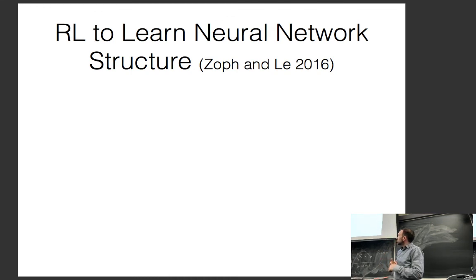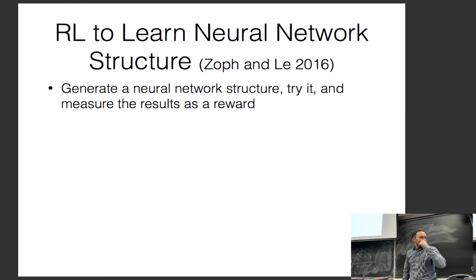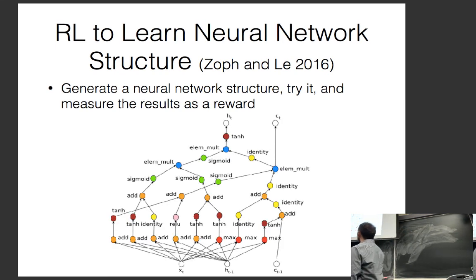Okay, so there's also work on using reinforcement learning to learn network structures, for example. Basically the idea is you generate a neural network structure, try it, and measure how well it does as the reward. This is not necessarily limited to NLP, but we all know LSTMs now, and LSTMs have this crazy network structure. And this can learn an even more crazy network structure where you have a whole bunch of tanh. I don't know why it has all these identity nodes in there. That doesn't seem very optimal. But anyway, it can learn this crazy network structure that does better on some tasks. And there's a lot of work in this area right now.